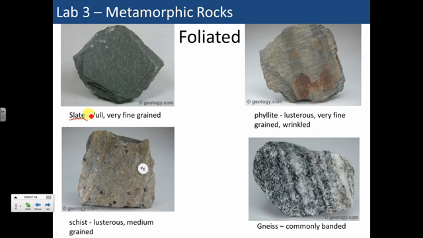Here is our example of foliated rocks, starting with the finest grain size, which is slate. You cannot see grains. You can see the layers in the rock here, especially if you turn the rock on its side. That's best in this case.